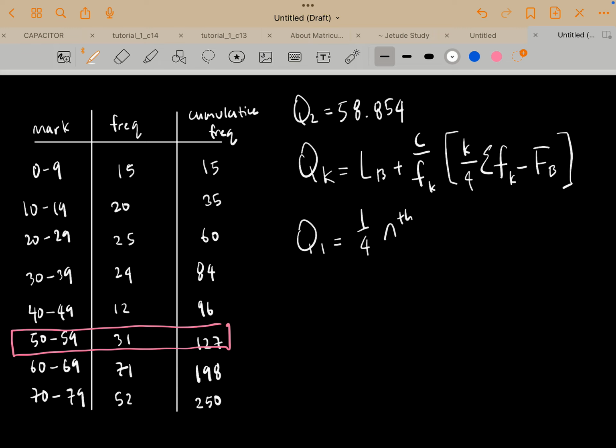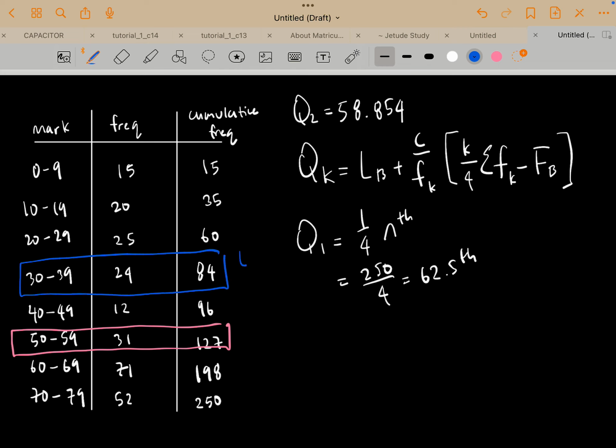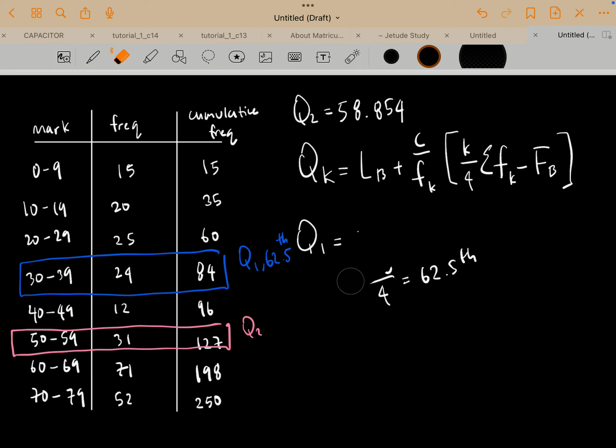For the first quartile, the total number is 250 divided by 4, so that's 62.5. So it's the 62.5th number. And looking at this, it's here. The first quartile will fall somewhere around here. The pink one is the second quartile. Okay, and that's the 62.5. So let's solve that together.